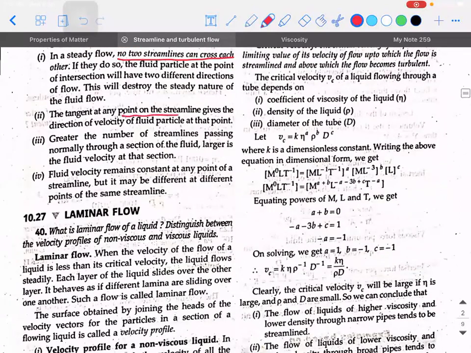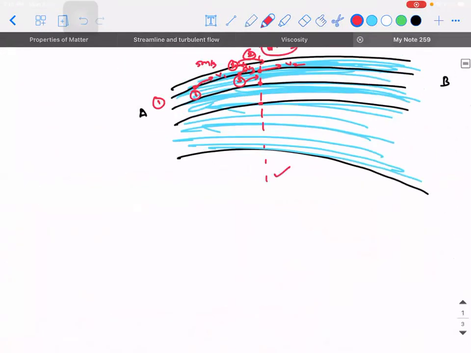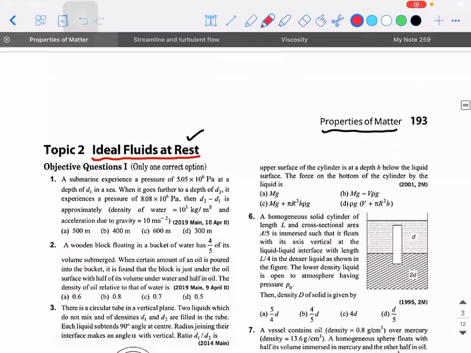Similarly, the tangent at any point on the streamline gives the direction of velocity of the fluid particle. Third, the greater the number of streamlines passing normally through a cross section, the larger will be the fluid velocity at that section. It means the closer the streamlines are, the more will be the velocity of the liquid flow at that particular point. Similarly, fluid velocity will remain constant at any point of the streamline, but it may be different at different points on the streamline, like how I told here. At a given point, the streamline velocity is constant, but it is different at different points. So these are all the properties of streamlines.